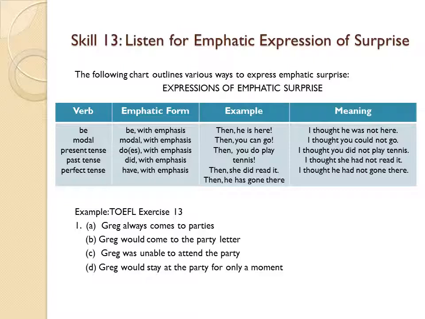The correct answer is C. Greg was unable to attend the party. Why? Because the woman replied, he is coming to the party. It is an expression of emphatic surprise, present continuous tense. The sentence is, then he is coming to the party. So it means I thought he was not coming to the party. And the correct answer is C. Greg was unable to attend the party.